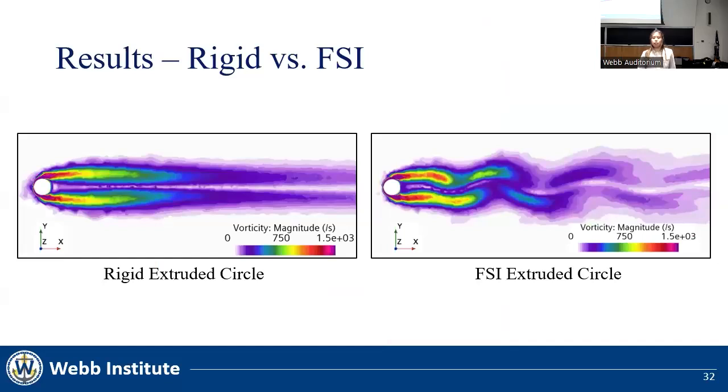These graphics both show vorticity plots of the same extruded circle geometry. The difference is that the figure on the left shows the rigid case, and the figure on the right shows the flexible FSI case. The FSI case shows much greater oscillations in the vortical wake. These increased oscillations can be attributed to the response of the whisker to the fluid forces. The whisker's motion would have exacerbated the fluid's motion.